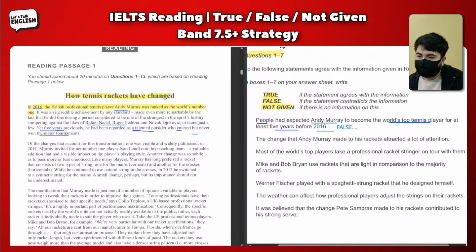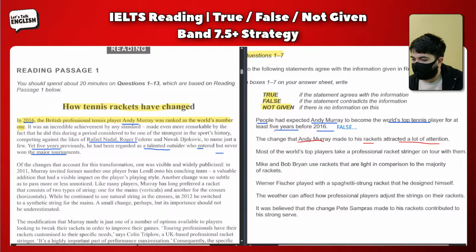Yeah, question number 2 says, let me choose a good enough color. The change that Andy Murray made to his rackets attracted a lot of attention. I don't know why I'm remembering Ranveer Singh, but yeah, you know, change and attention, what goes best with each other. Okay, so question number 2 says the changes. Andy Murray did make some changes to his rackets. Probably he changed the color or the size or something like that, physical attributes. And this attracted a lot of attention. Okay, let's see where all of these keywords are. At least I understand what's the meaning of this, right?